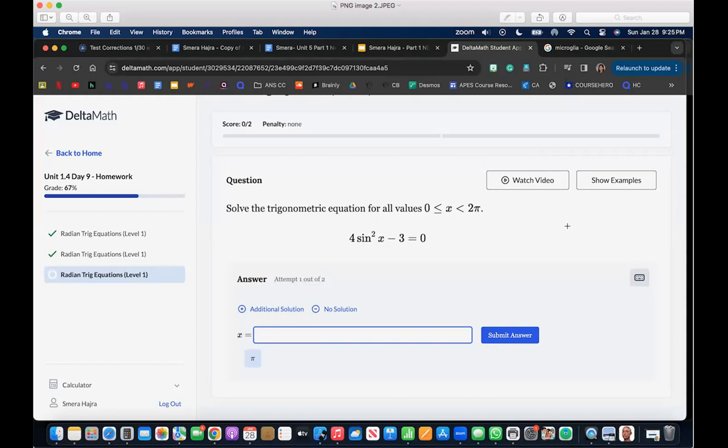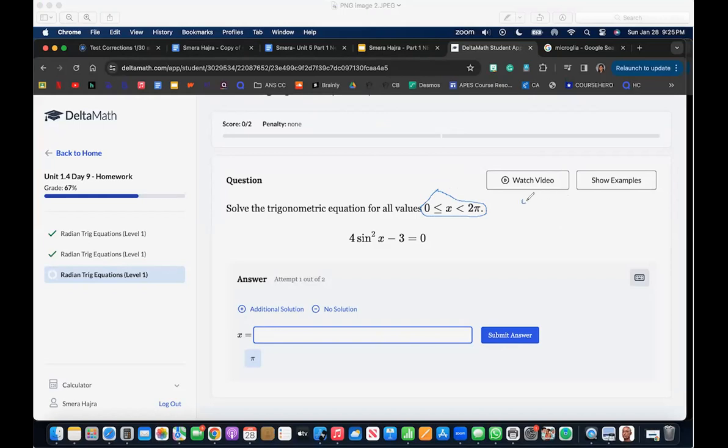Solve the trigonometric equation for all values of 0 to 2 pi. So here's the main thing that I missed about this: the domain, I'd say, of the answers, or actually that could be the range. So what are the values from 0 to 2 pi that actually work? There are many values that work for this.